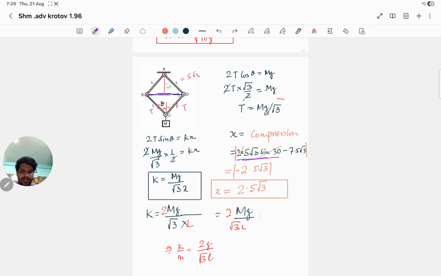Okay, so I am just keeping it as it is. I'll put it in later, or you may write this as L by 2, since 5√3 is L. So k is equal to mg by root 3x. In place of x I have put L by 2, so this k is coming to mg by root 3. I am doing so to minimize the number of constant values. I will put it in the equation later on. Okay, so k by m is equal to 2g by root 3L.